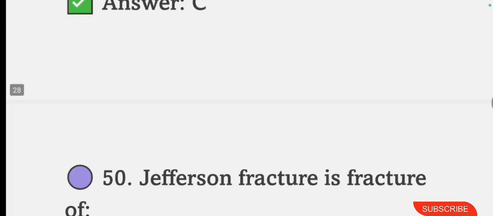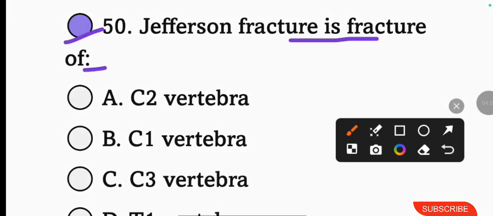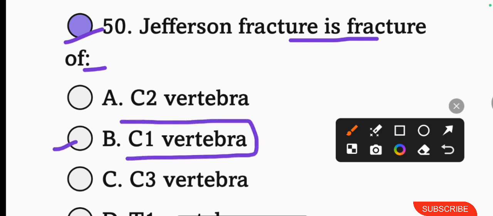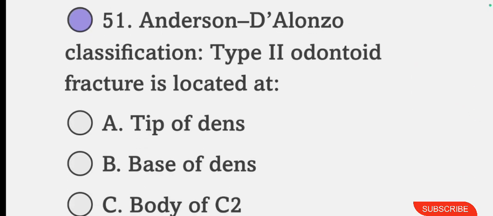Okay, so now come to the 50th question. Jefferson fracture is a fracture of... So this is a very important spine MCQ. Jefferson fracture is actually a burst fracture of the atlas, C1, usually caused by axial loading and diving injuries. It is seen as lateral mass displacement on the open mouth view radiologically. So the option given is B, C1 vertebra, atlas. Okay. Now come to the 51st question.